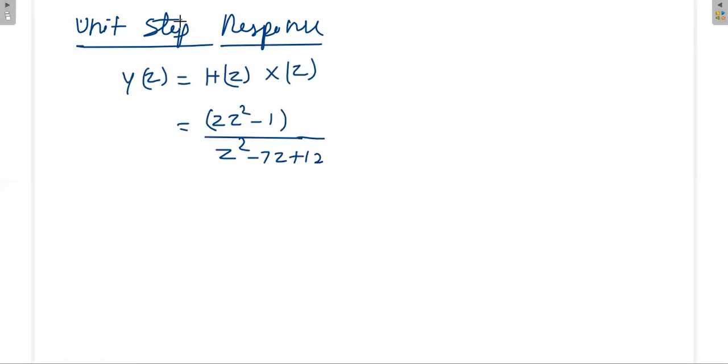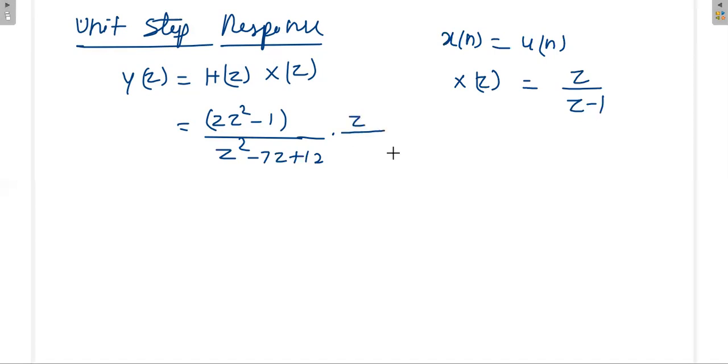Again, unit step is the input. What is the input? Input is unit step. What is the z transform of this one? That is simply z by z minus a, that is z by z minus 1. So just introduce this z by z minus 1 for this X(z). Now here z by z minus 1. So now what are we getting?